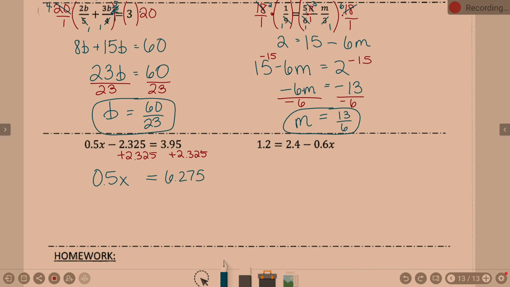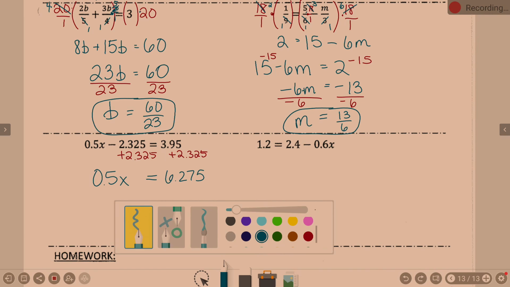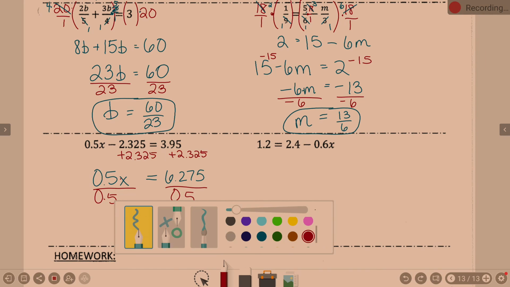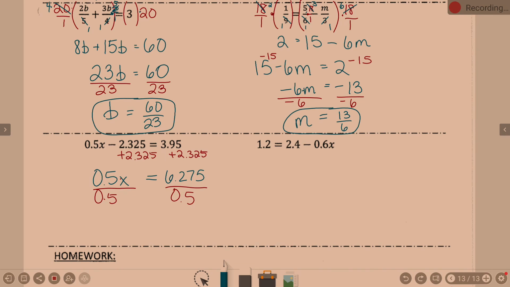Are we done? No. You have to divide. I don't have a 0.25 in this problem. I said 0.5. So, if it's 0.5 times x, we're going to divide by 0.5. What I do to the left, I do to the right. And my calculator is going to do the magical math for me.